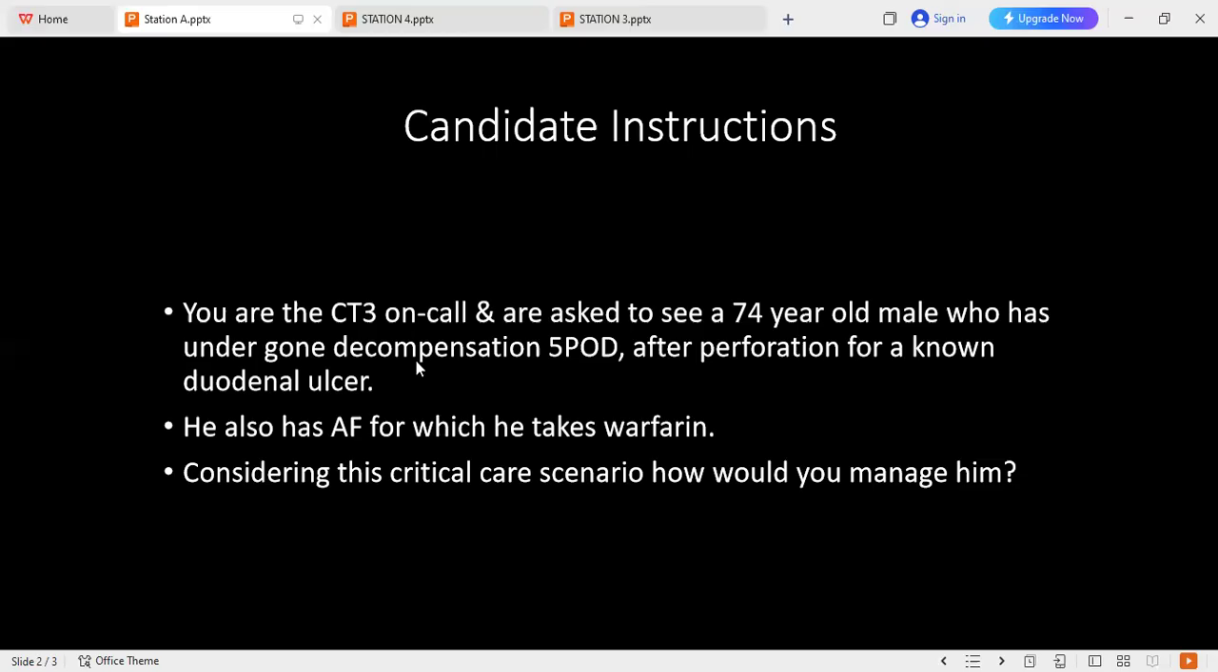Hypovolemic shock as well. Very good. What investigations would you carry out to confirm your diagnosis? Complete blood count, maybe chest X-ray and abdomen X-ray, abdomen ultrasound, CRP, C-reactive protein, and urine analysis. Renal function and electrolytes.